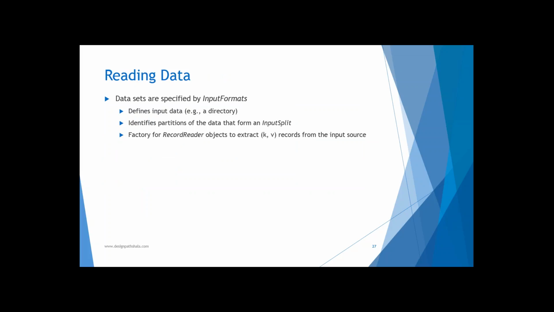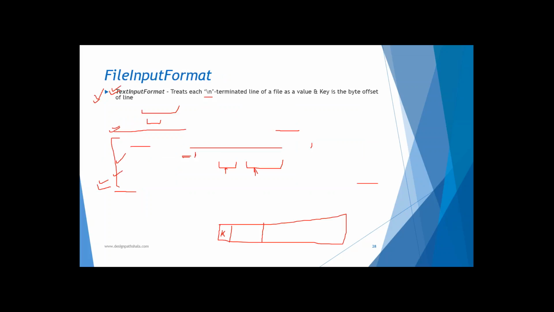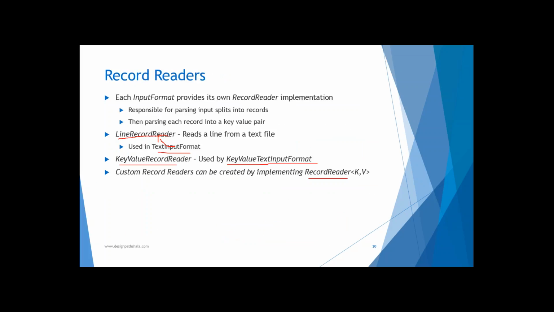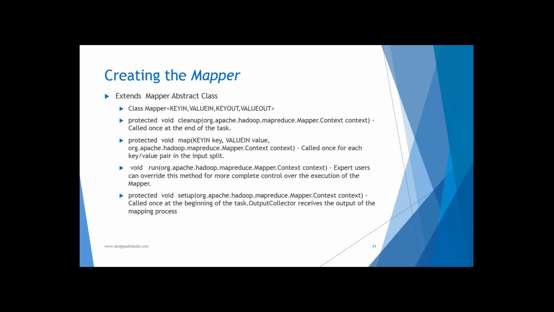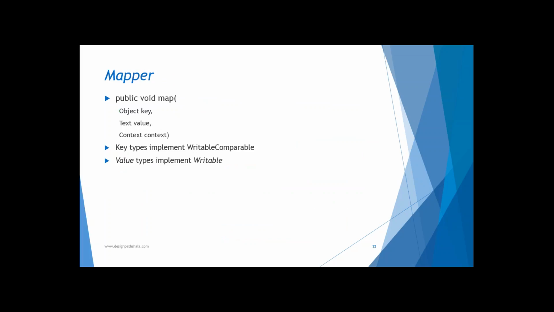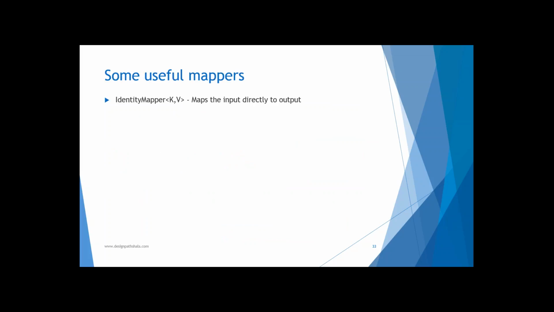So reading the data, this is what I told you. We have already looked at all these things. Mapper we have looked at. So there is something called map function which has key, value and the context. The keys and values are iterable and comparable. So we have created our mapper class. Some mapper classes are already implemented for you in the Hadoop world, which you can use in particular scenarios.